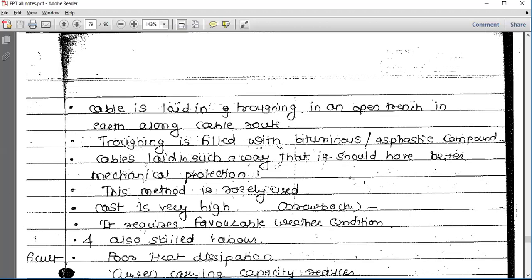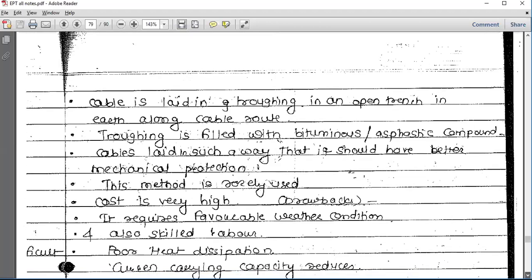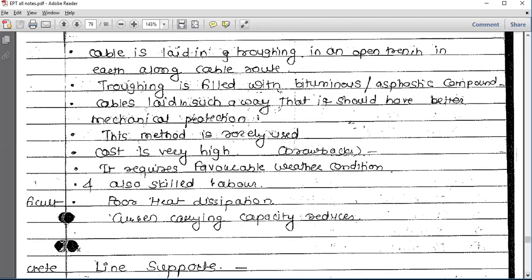That means the surrounding of the cable can be covered with the help of bituminous compound, so that it provides better mechanical strength. This method is rarely used. Basically we use the drawing system, as this system has more drawbacks. The cost is very high, and because of this we use it rarely. Then it requires favorable weather conditions. The next point is it also requires skilled labor, has poor heat dissipation, and the current carrying capacity gets reduced.